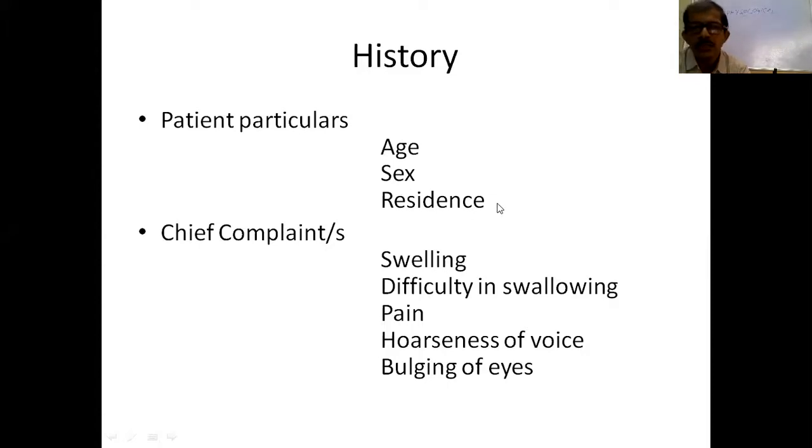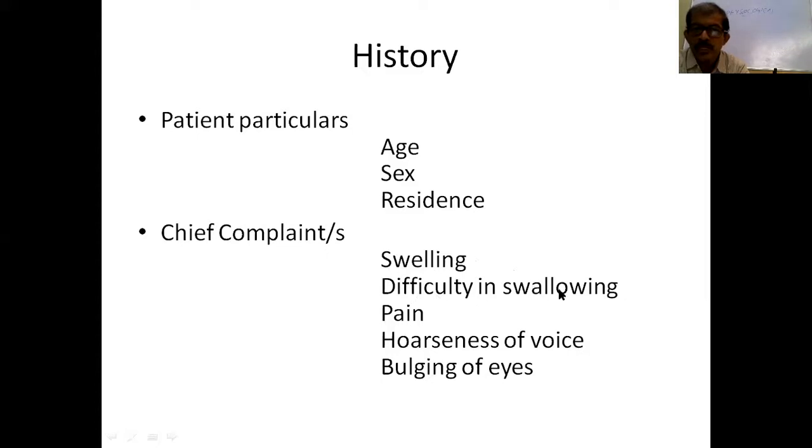Rest is all routine like any other swelling. Now coming to chief complaint, most of the patients will be complaining of swelling in the neck, in front of the neck. That is the commonest symptom, swelling in front of the neck. Then some patients may also have difficulty in swallowing.